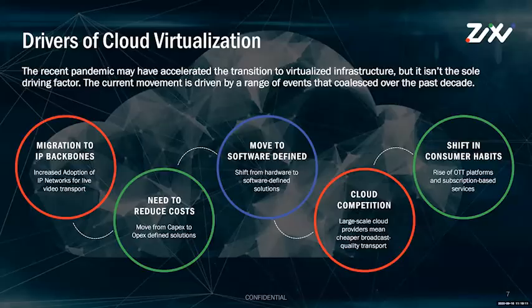So I'll pick 2. One is the move to virtualization, right? And the recent pandemic has accelerated that, but there's a lot of reasons why people are virtualizing and moving to the cloud. One is the migration to IP backbones, and this is just the increased adoption of IP networks for video transport that's been happening over the last 5+ years, but has really accelerated in the last 3 years or so. The need to reduce cost, the move from CapEx to OpEx, and the fact that there's cloud competition out there.